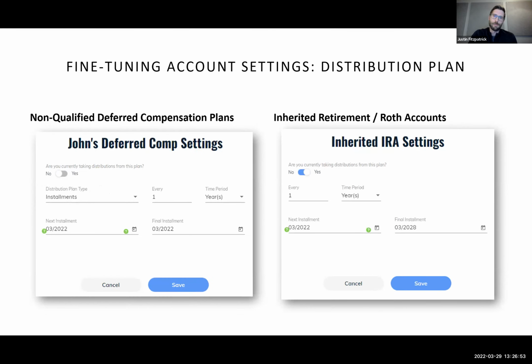Also, some more fine tuning. If you have a deferred comp account or an inherited IRA or Roth account, you'll want to specify the distribution plan for that account. It works very similar to what you might see in the tax flow section, but maybe you have, in the case of the deferred comp plan here, some installment plan. This was just an example. You'd normally expect that the next installment and the final installment are not the same. Inherited IRAs as well. So in this case, they have 6 years left, or maybe I guess it'd be 7 in this case, of a stretch that they're doing, and in this case, it's annual distributions.